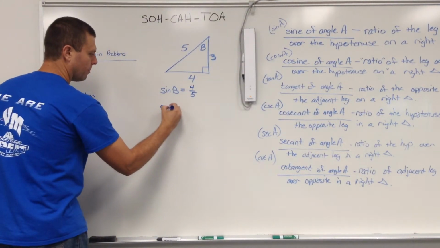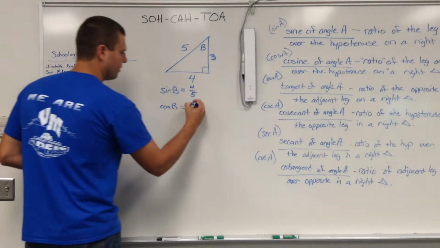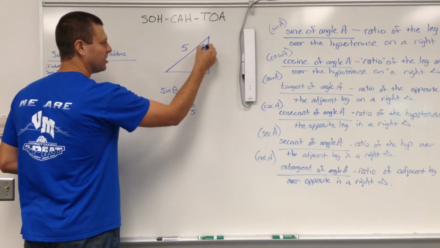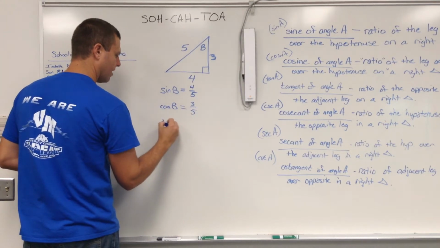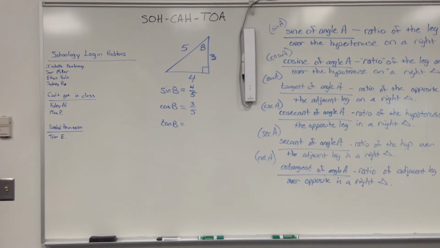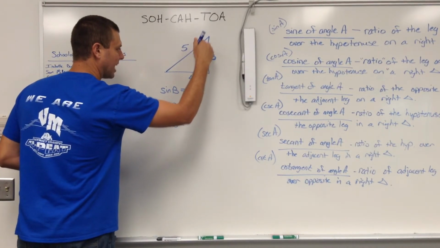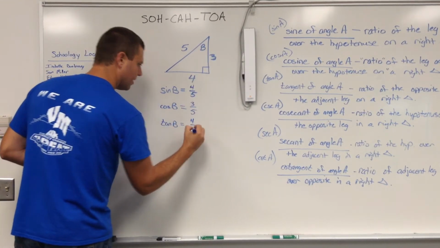How about somebody different? What's the cosine of angle B? 3 over 5, Sam, very good. 3 over 5, because cosine is adjacent, and 3 is the adjacent leg to angle B. So the cosine of B would be 3 over 5. How about the tangent of B? 4 over 3. Very good, because the tangent is opposite angle B over the adjacent. So 4 over 3.